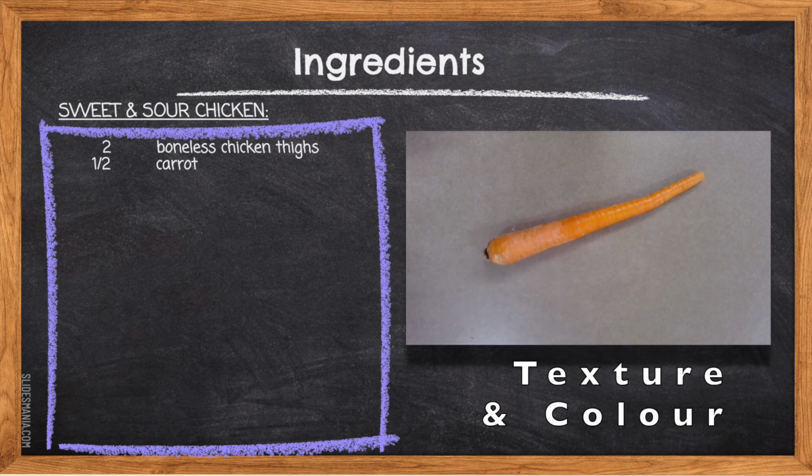Half a carrot. Carrots add a great crunchy texture to your stir fry. They also add a splash of color in the pan. The great thing about carrots is you can buy them in more than just orange. They come in red, yellow, white, and even purple.